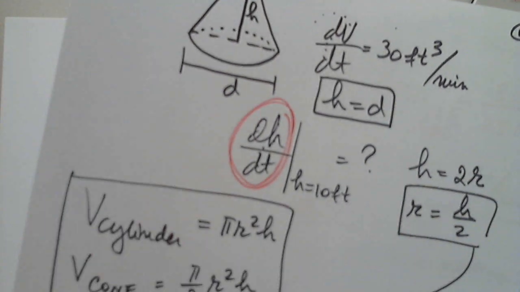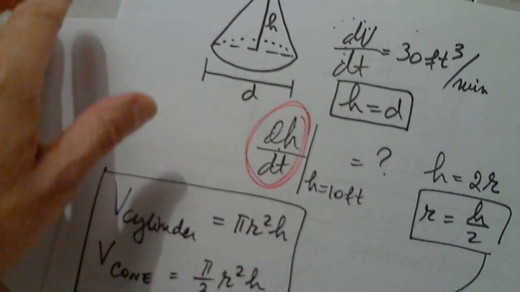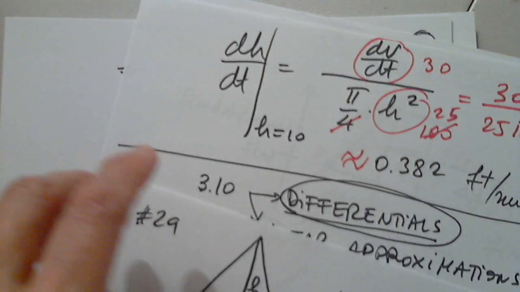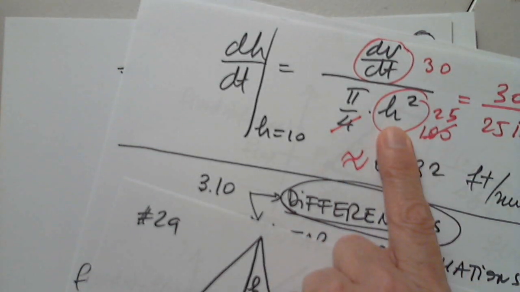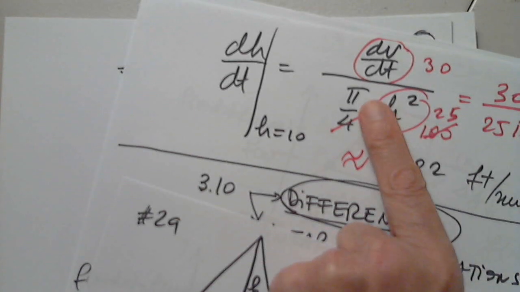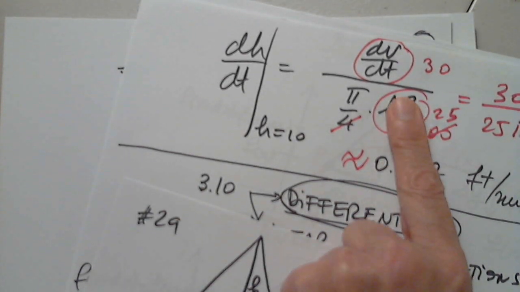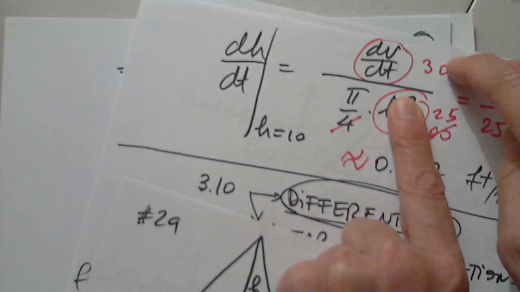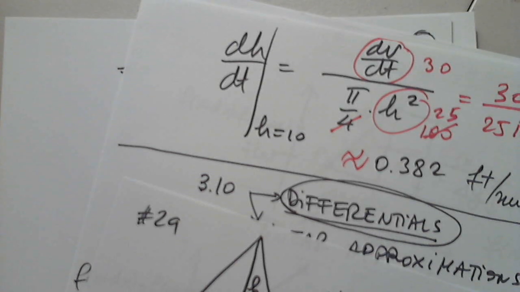Okay, so were you given 10 feet or something else? I was given 5 feet. Okay, so all you have to do then is change the height from 100 to 25. So you still have 30, you still have pi over 4, you still have 5 squared, which is 25. So you have 30, pi over 4, and 25. Okay, thank you.